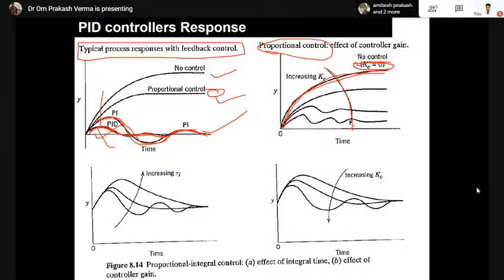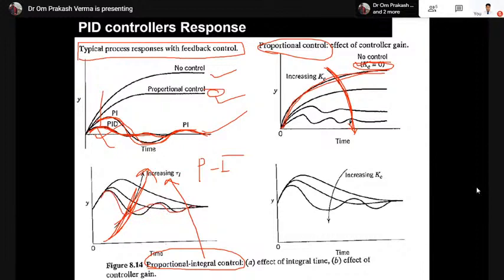As you apply the proportional control and increase the value of Kc, you will get such a type of response. Now what happens with tau I? This is the integral controller. When you use the integral controller, it is basically the PI controller, the proportional plus integral controller, and we are varying only the integral term, that is tau I, and you can see the response is changing.